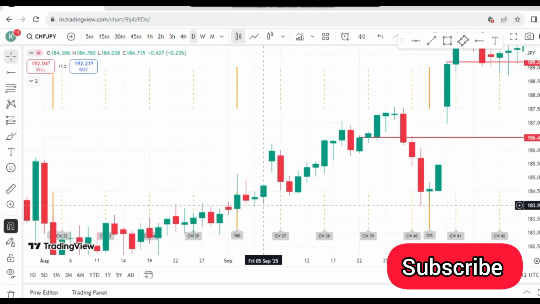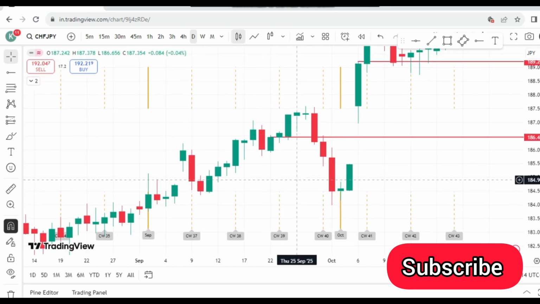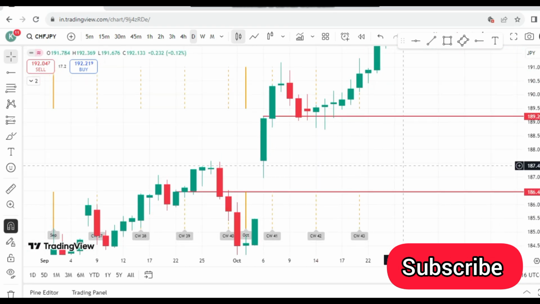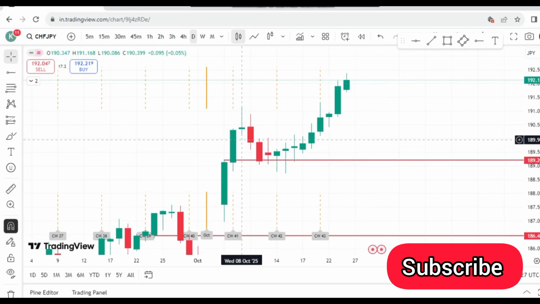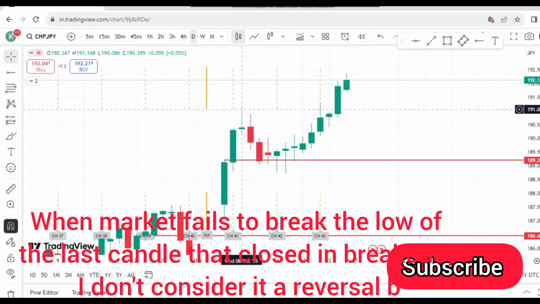So guys, I have a takeaway here, like a little mistake that I have observed. It's not a mistake though, it's something I've observed and I actually want to share it with you guys. So once market closes below the previous candle's low, I don't usually consider it a reversal until it closes below the last candle that breaks out high, or the last candle that breaks out low.